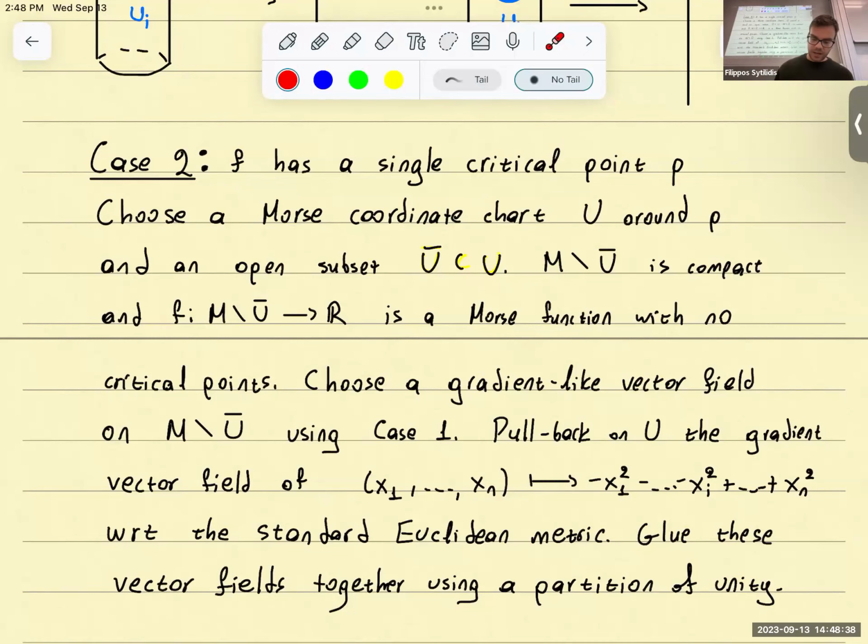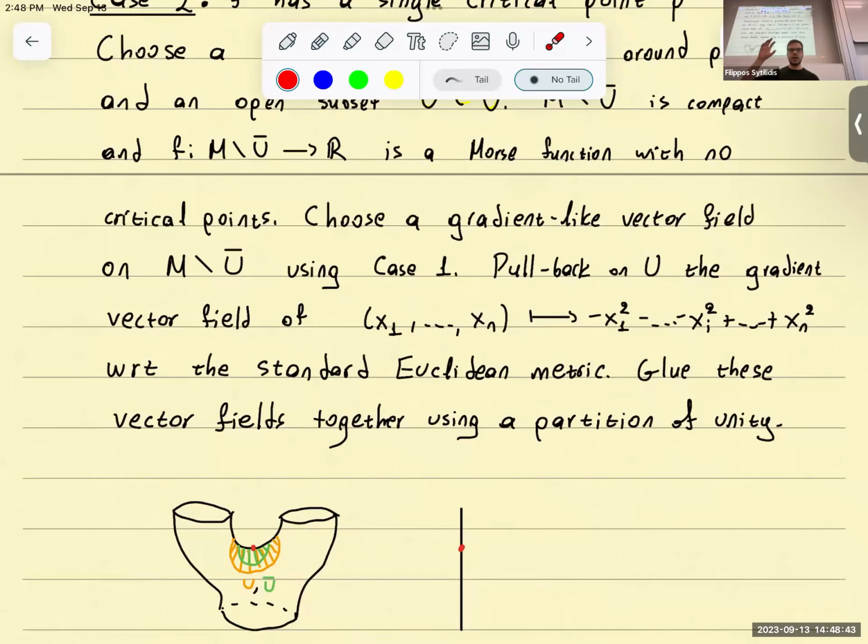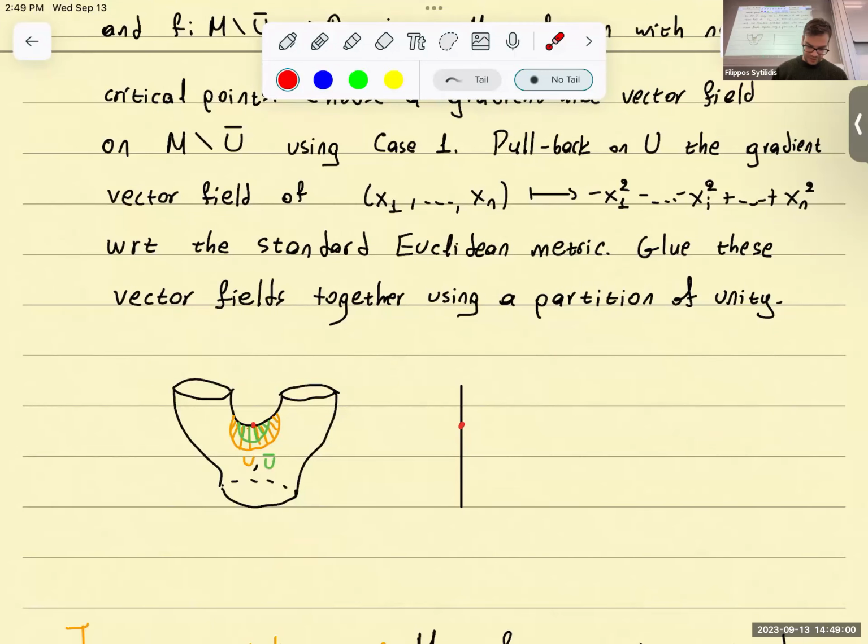And then in U, I can use the vector field that I get by pulling back the standard vector field, sorry, the gradient vector field with respect to the standard Euclidean metric of this function. I guess if you want, here is a small pictorial representation, but now I have 2 things that I can glue together with a partition of unity, and I get a vector field which satisfies the properties that I promised you.